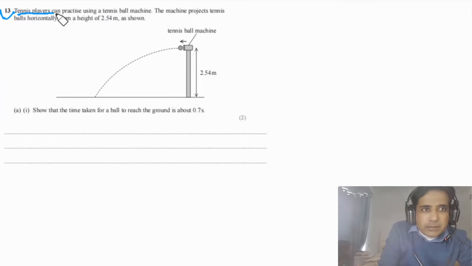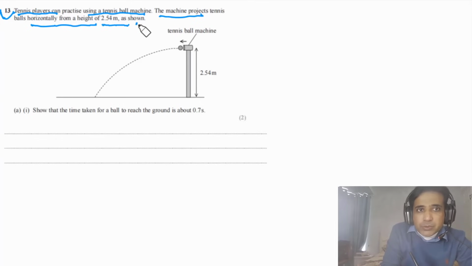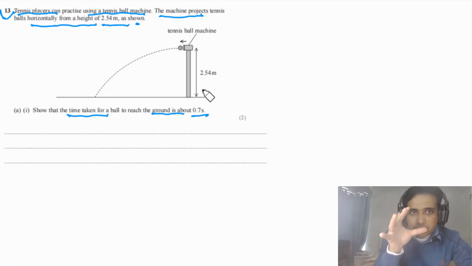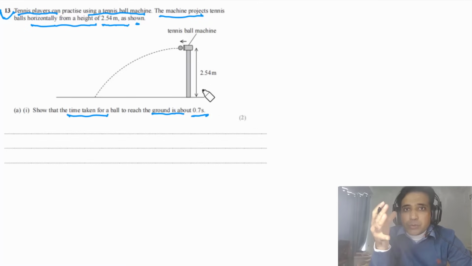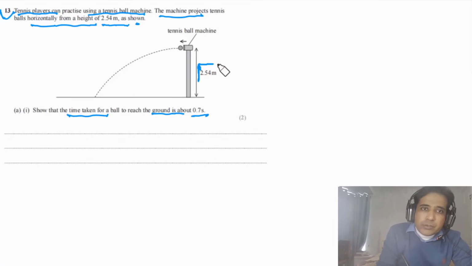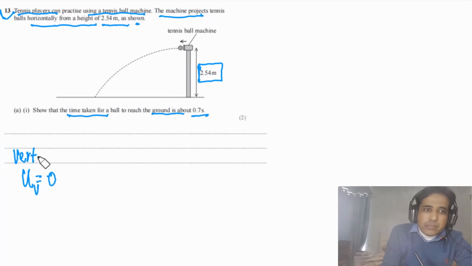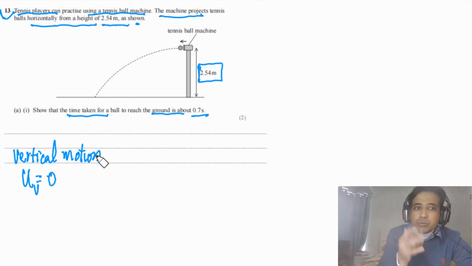Question 13 says tennis players can practice using a tennis ball machine. The machine projects balls horizontally from a height of 2.54 meters as shown in the figure. For part A1, show that the time taken for a ball to reach the ground is about 0.7 seconds. For this question we don't have any information about horizontal motion, so we have to look at the vertical motion. For vertical motion, the initial vertical velocity is equal to 0.